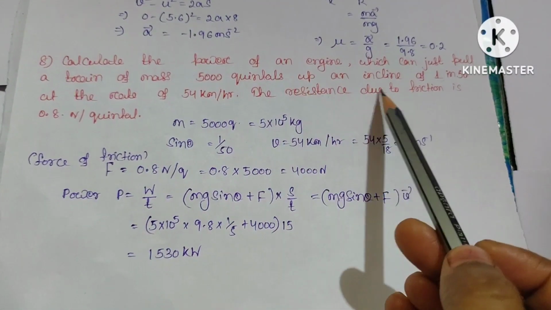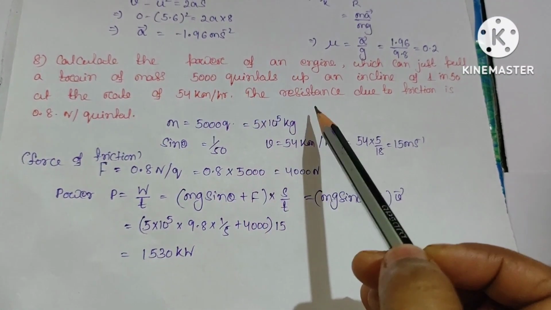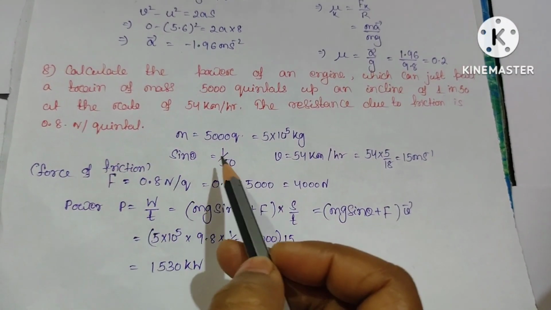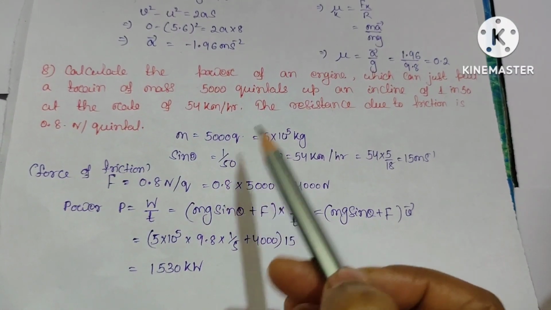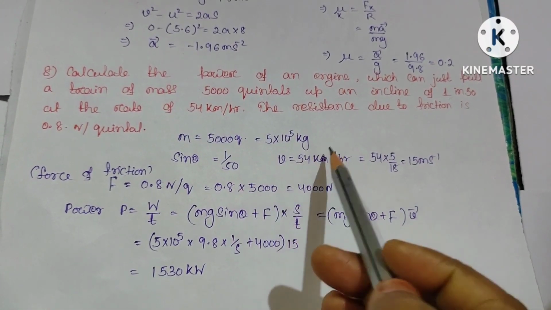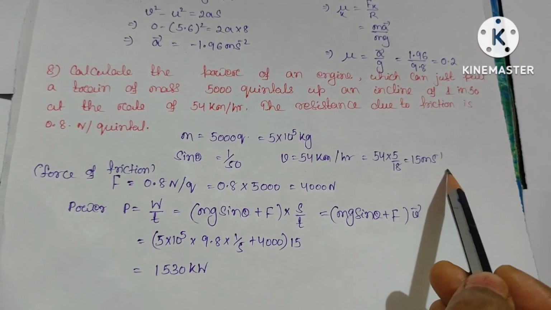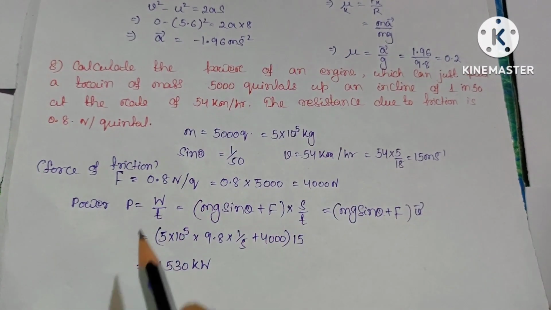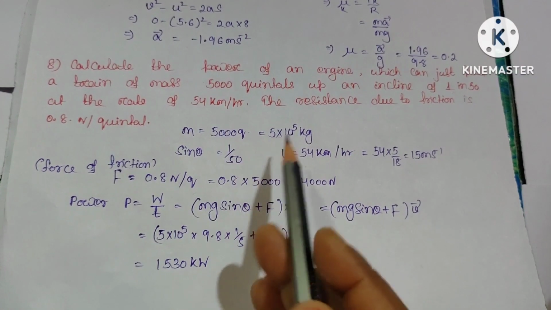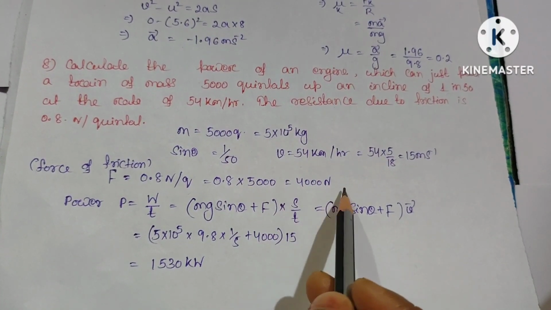Next question is, calculate the power of an engine which can just pull a train of mass 5000 quintals on an incline of 1 in 50 at the rate of 54 km per hour, the resistance due to friction is 0.8 Newton per quintal. Here mass is 5000 quintal, that is 5 into 10 raised to power 5 kg. Sin θ is 1 by 50 and the velocity is 54 km per hour, that is 54 into 5 by 18, that is 15 meter per second. The force of friction is 0.8 Newton per quintal, so for the total 5000 quintal it is 0.8 into 5000, which is finally 4000 Newton.